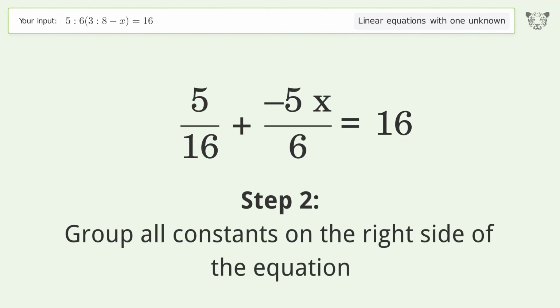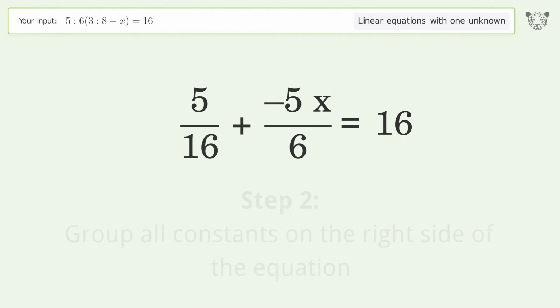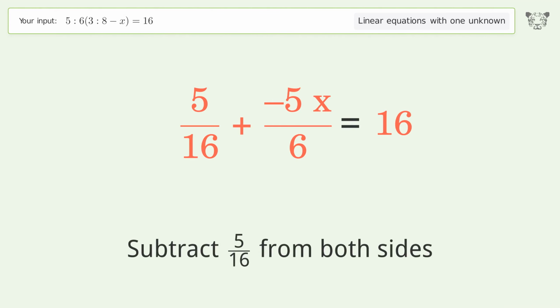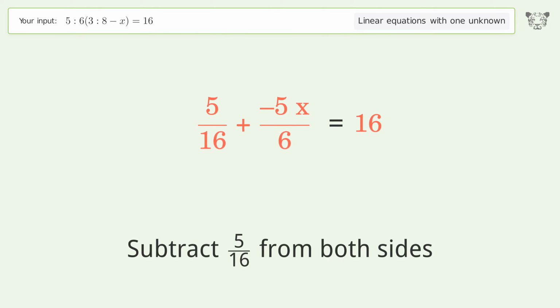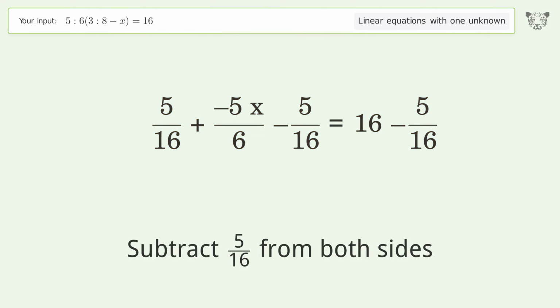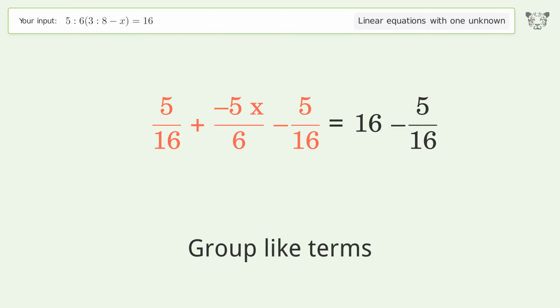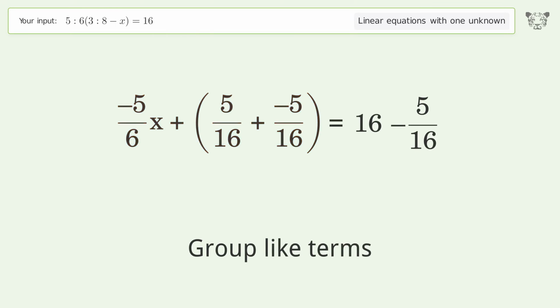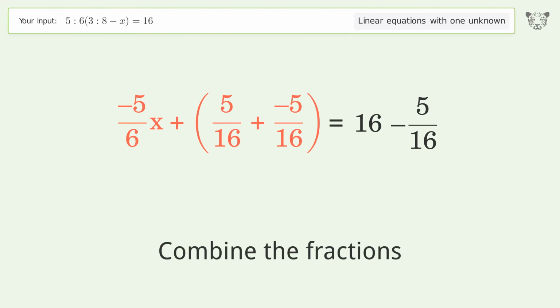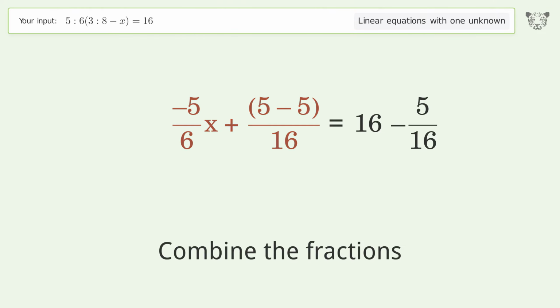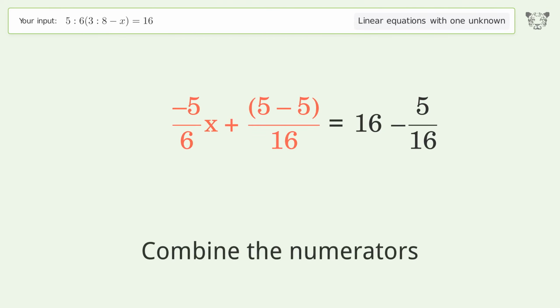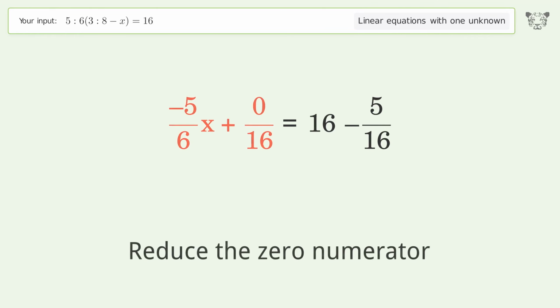Group all constants on the right side of the equation. Subtract 5/16 from both sides. Group like terms. Combine the fractions. Combine the numerators. Reduce the zero numerator.